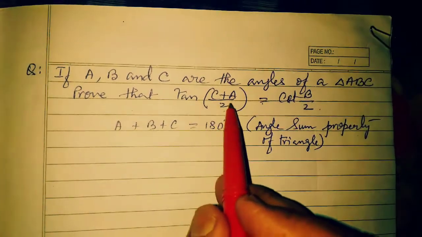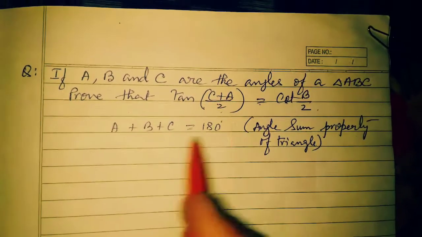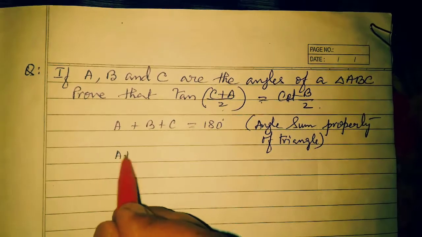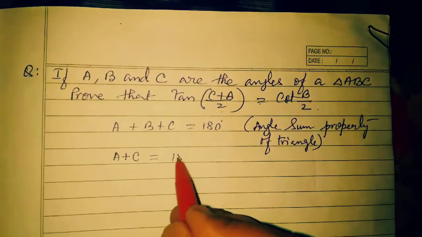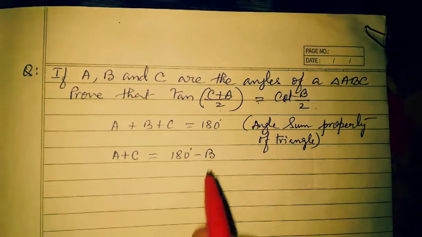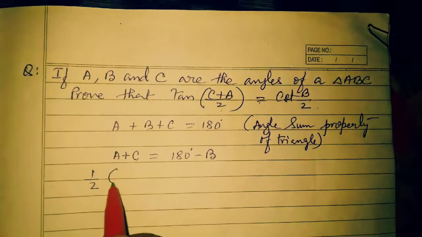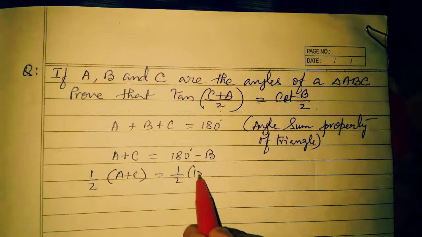So now we'll see here. Since here A by 2, C by 2, B by 2 is given over here, so left hand side is given A plus C. So we can combine A plus C together, and the value of angle B we'll take to the right hand side. This is coming 180 minus B. Now taking half both the side, it is coming A plus C by 2, and here also half of 180 minus B.